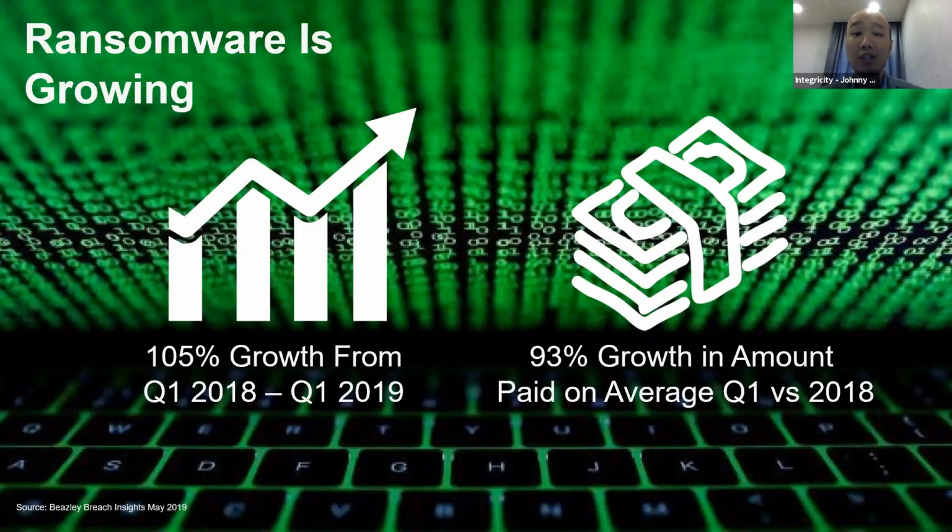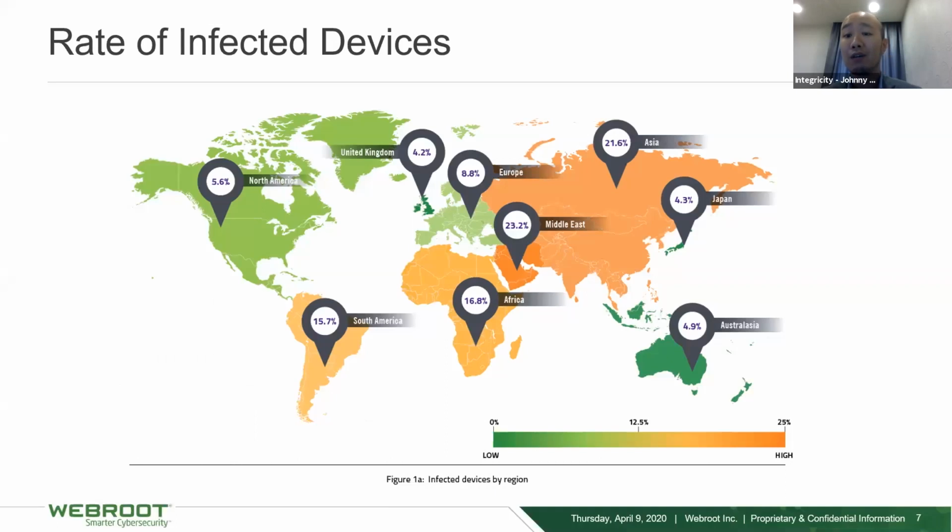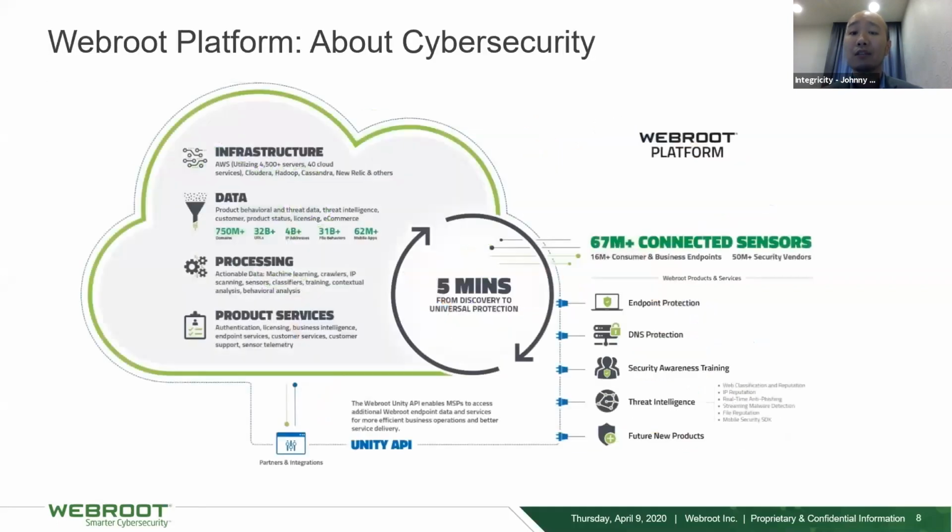To share with you, this is the map of the rate of infection on PCs across the globe. As you can see, Asia rates the second highest after the Middle East. And we are in Asia, so that's something we need to take note of. So how does Webroot tackle this issue?